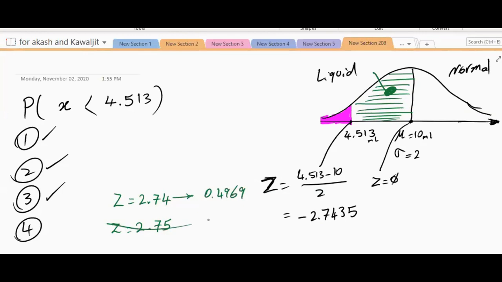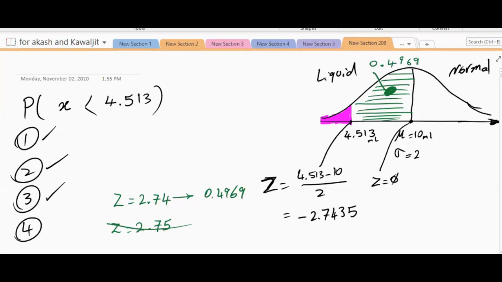0.4969. So we don't look at that one because it is closer. It's not right between those two. The green area is 0.4969. Okay. So now can we find the target area?